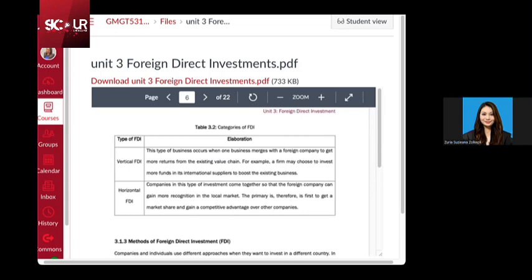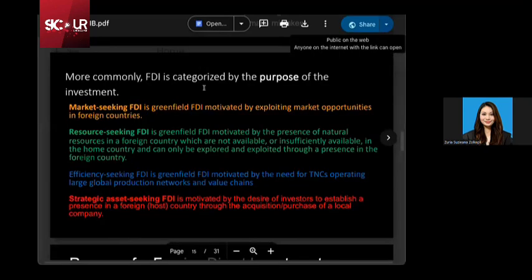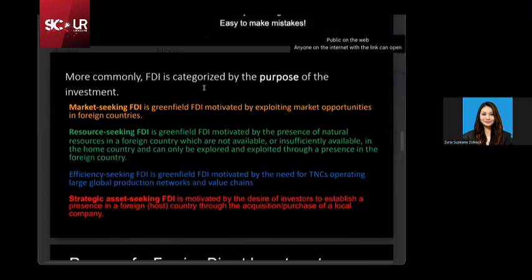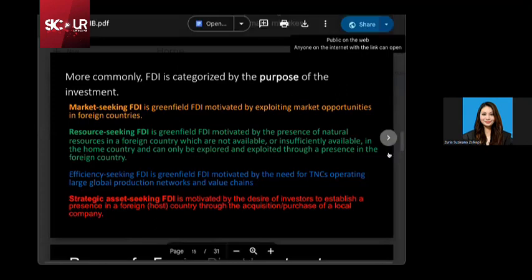And then lastly is strategic asset seeking. This one is motivated by the desire of the investor to establish a presence in a foreign country through the acquisition or purchase of a local company.